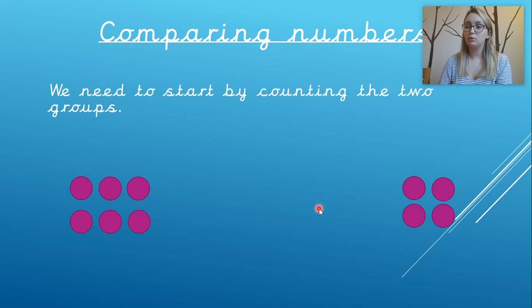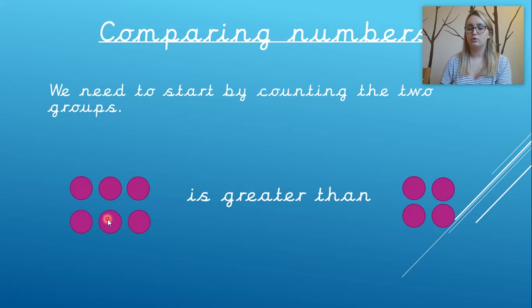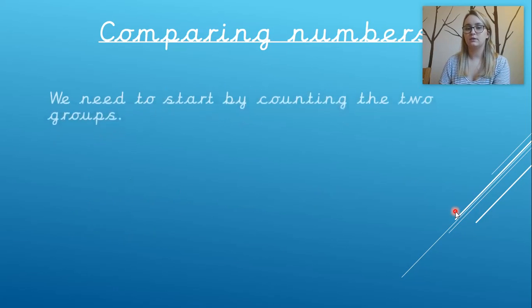Fantastic, 6 is more than 4. So the language we're going to use today is 6 is greater than 4. It's bigger than 4 because there's 2 more dots on 6 than there is on 4. So it's greater than 4. So if the first number is bigger than the second number, then it is going to be greater than.